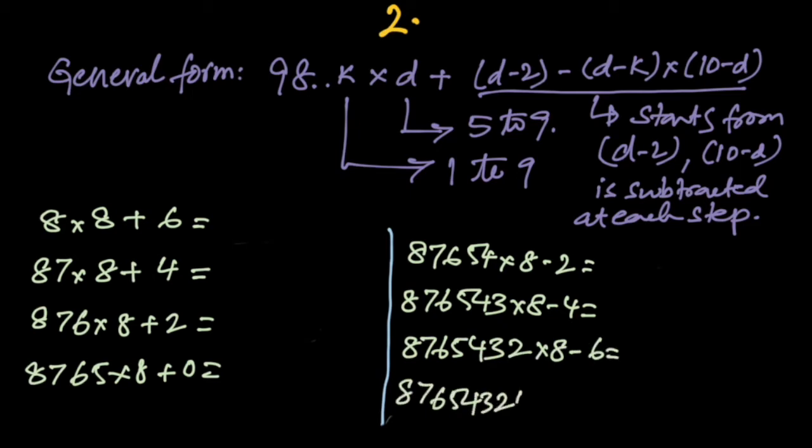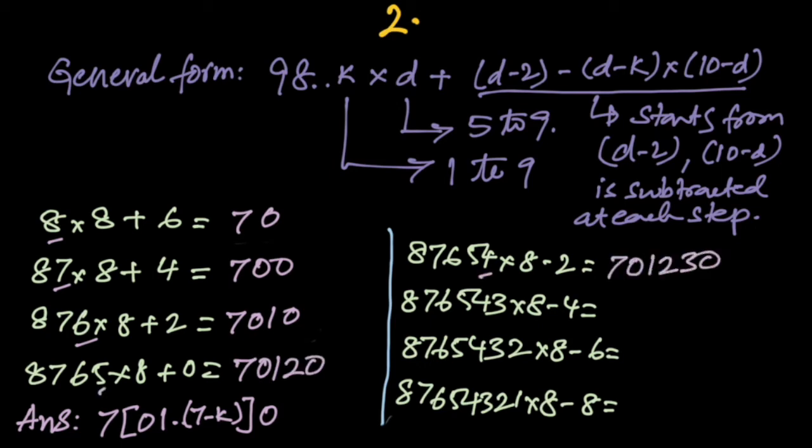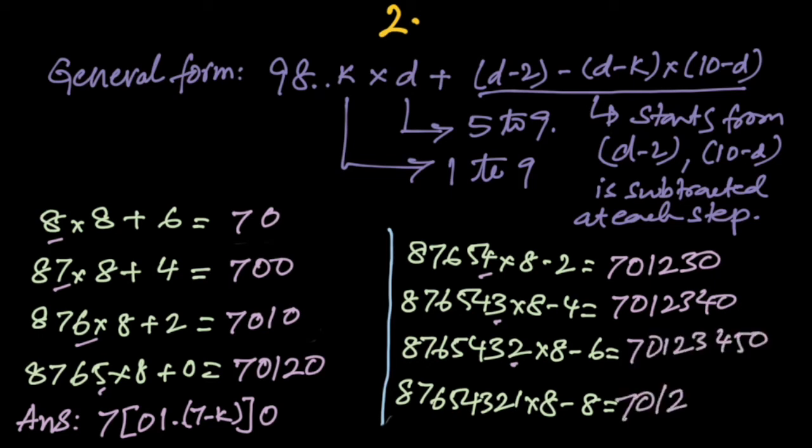Here the answer is of the form where between 7 and 0 we put 0, 1, 2, 3, 4 up to 7 minus k. So if 7 minus k is negative, then we don't put anything. So in the first case k is 8, so 7 minus 8 is negative, so we don't put anything, and the answer is 70. In the next case where k is 7, 7 minus 7 is 0, so we put 0. So 700. In the third case k is 6, so we have 7 minus 6, 1, so we put 701 and then 0, and we do the same thing for the rest of the numbers.